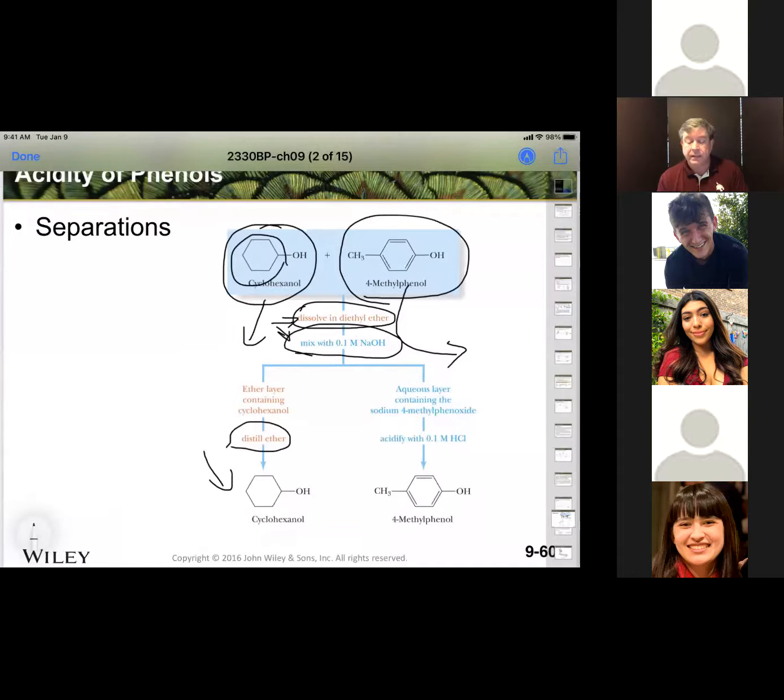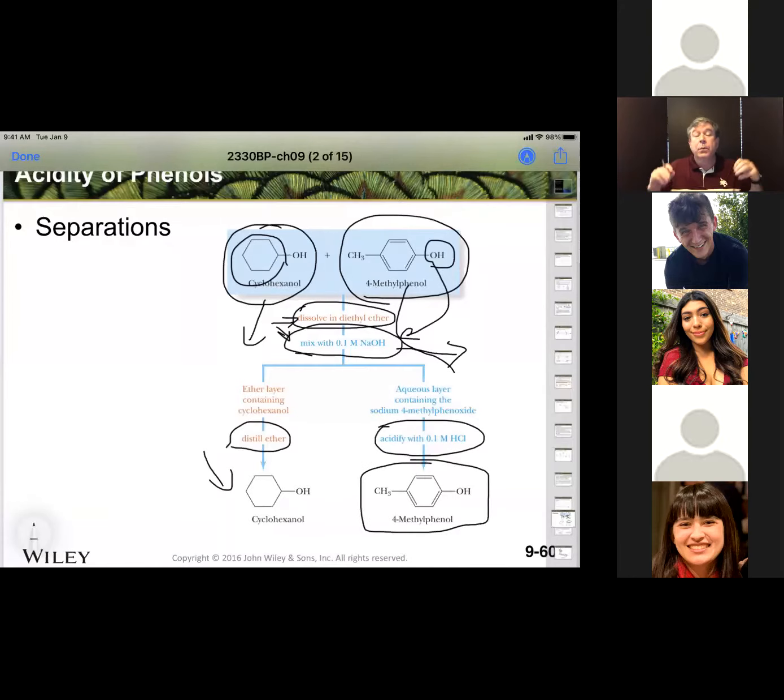But if we take that aqueous phase, because we deprotonated this, making it more soluble in water, we can then add acid to the system and get it to come out, and we will have isolated our phenol. So we're using the acidity of phenol to help separate the material from other alcohols.